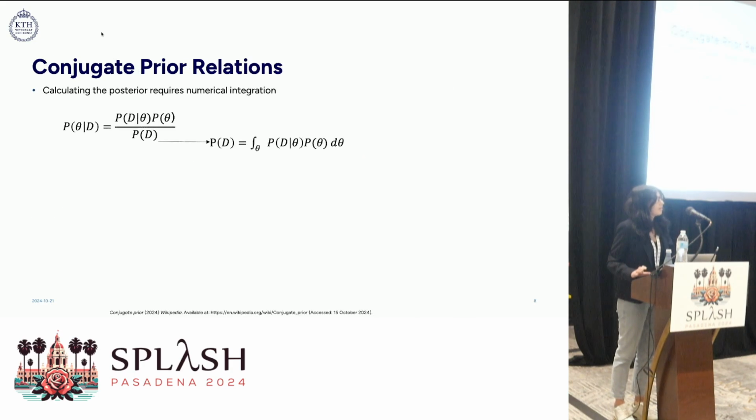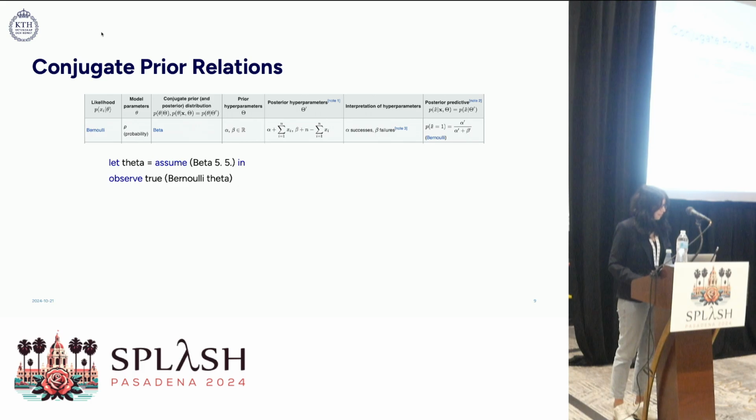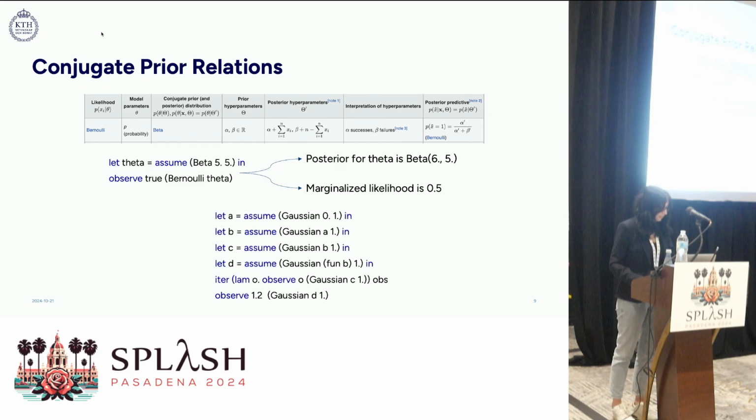So these conjugate prior relations, as I said, normally calculating the denominator requires a numerical integration. However, if there are special relations between the likelihood and the prior, then we can find exact solutions for the posterior, or closed-form solutions. For example, in this coin example, there is a conjugate prior relation between beta and Bernoulli, so we can directly give the result for the posterior by just using a simple addition operation, and for the marginalized likelihood, which is the denominator as well.